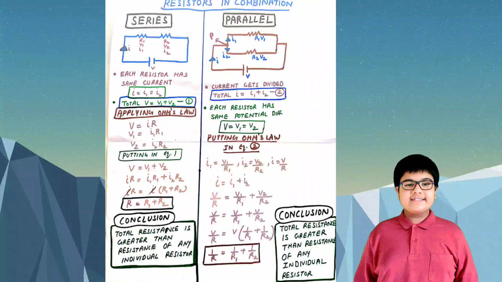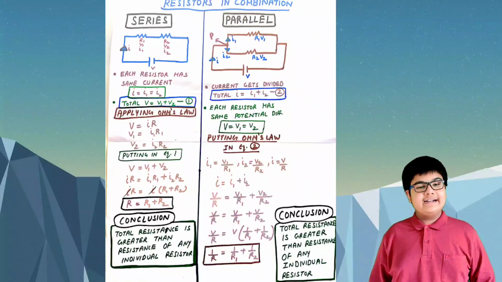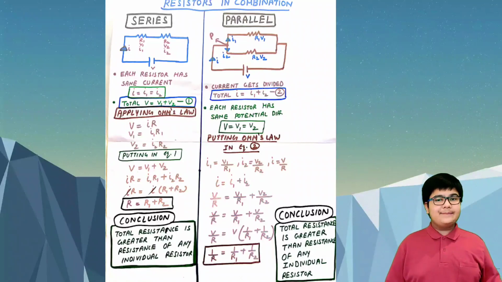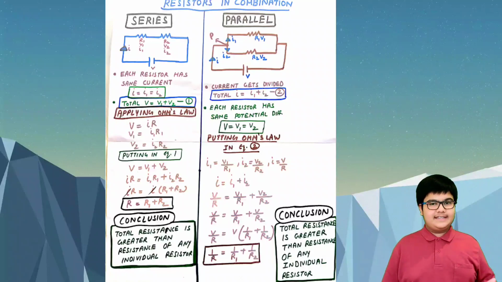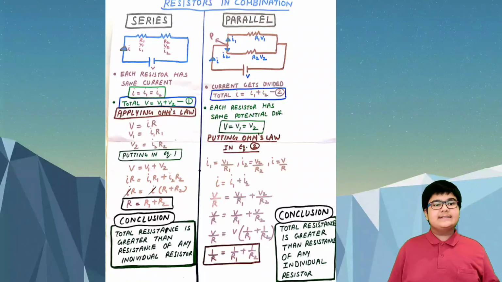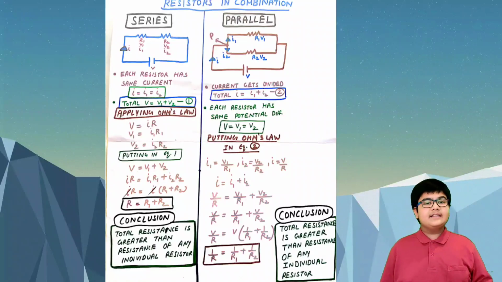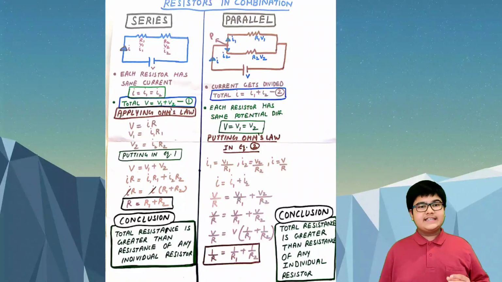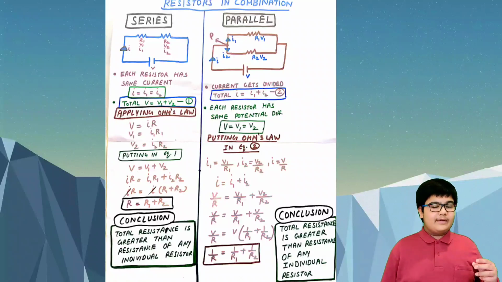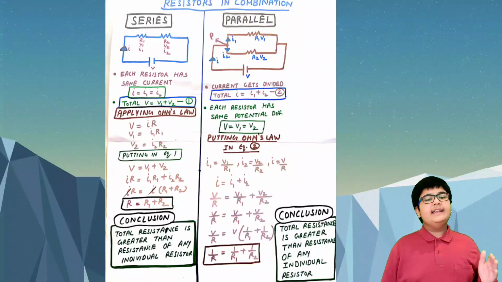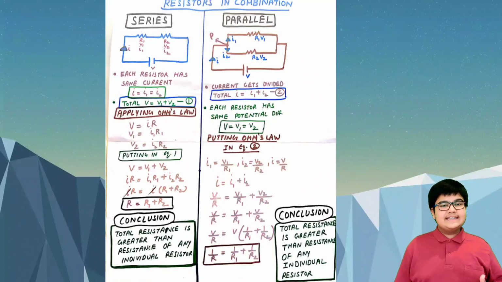Now putting Ohm's law, we get that I1 is equal to V1 upon R1, I2 is equal to V2 upon R2 and I is equal to V upon R. Now from equation 2, we put the values of I1 and I2 in this equation and we get that V upon R is equal to V1 upon R1 plus V2 upon R2. Now as V1 and V2 are equal to each other, we will take them common and then they will cancel out. So the final equation we will get is 1 upon R is equal to 1 upon R1 plus 1 upon R2. This means that 1 upon total resistance is equal to 1 upon resistance 1 plus 1 upon resistance 2 and so on.